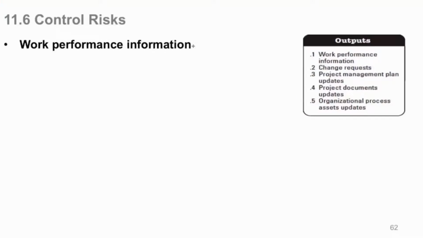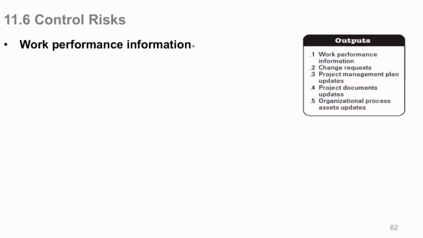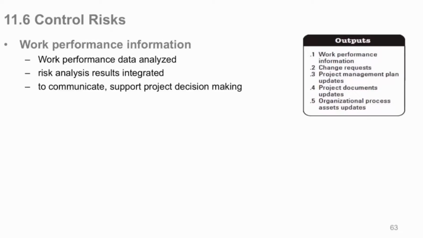So here are outputs, a number of them we want to talk about. We'll talk about these in a minute. Okay, so here are the outputs from the control risk process. Work performance information is output by you. And what does that consist of? It's work performance data that came in.